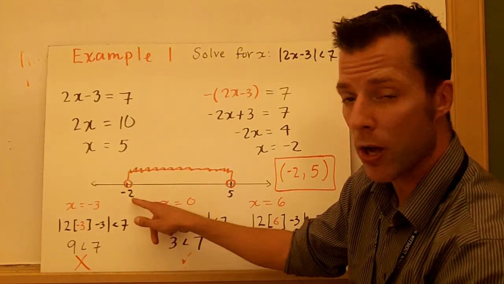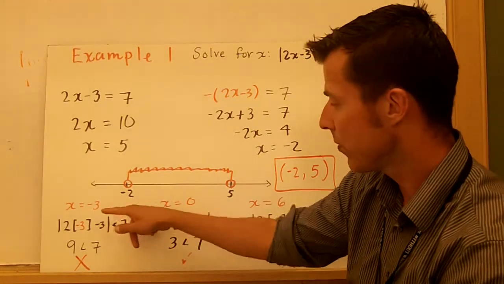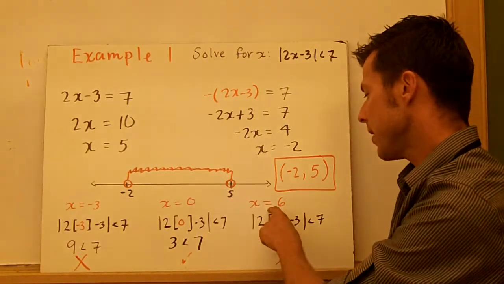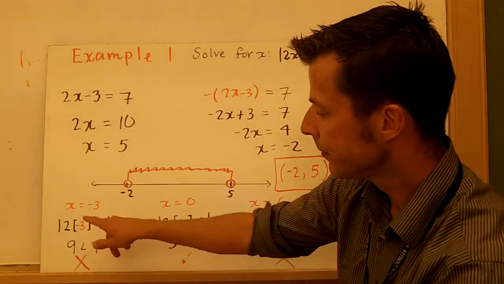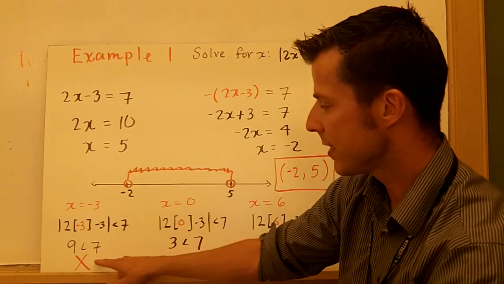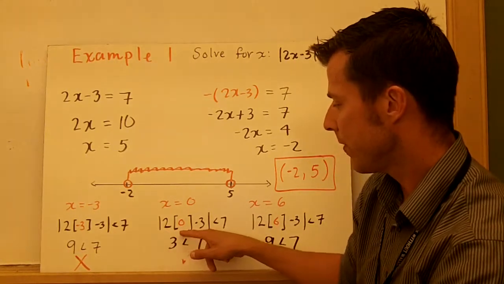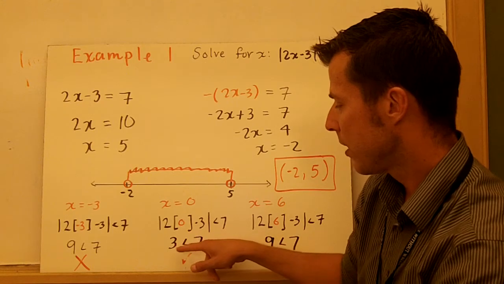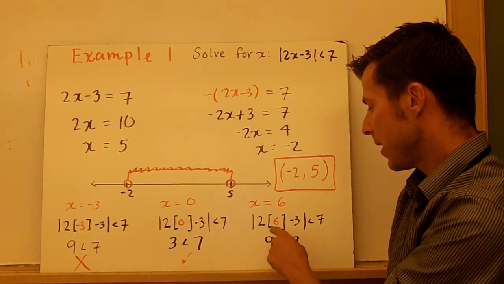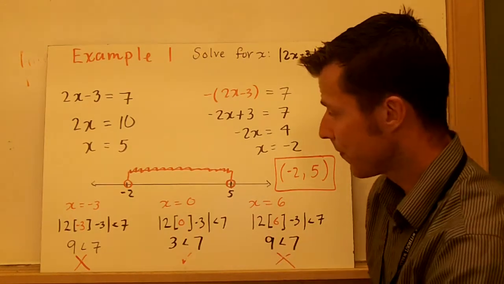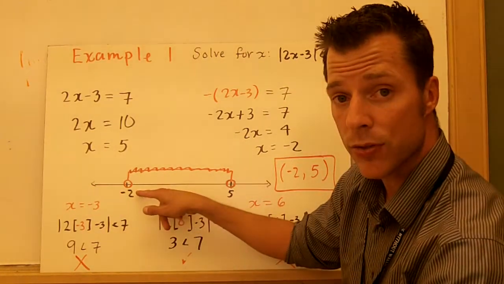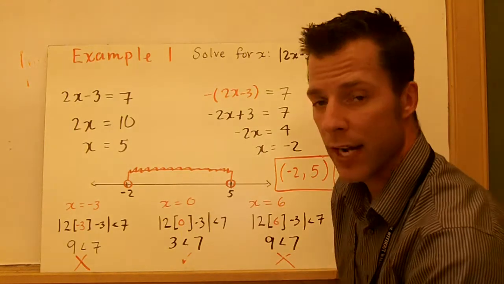So I pick a number smaller than negative 2, which will be x equals negative 3, a number between negative 2 and 5, 0 is perfect, and let's let x equals 6. So I plug negative 3 in for x, and I simplify, and I get 9 is less than 7, not true. I simplify here by plugging in 0, and I get 3 is less than 7, that's true. And on the outside here, I get is 9 less than 7, that's not true. So here we're not true, and here we're not true. The only spot where we get true solutions are between negative 2 and 5.